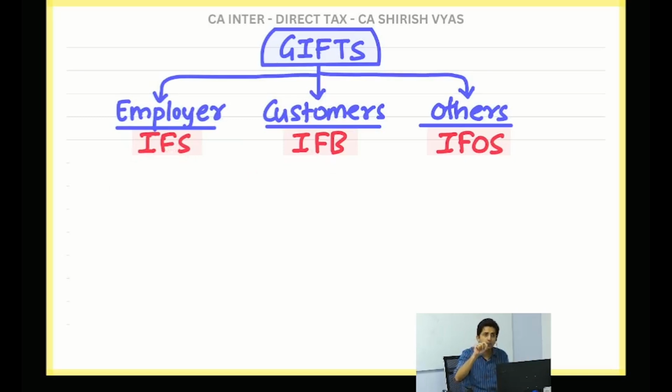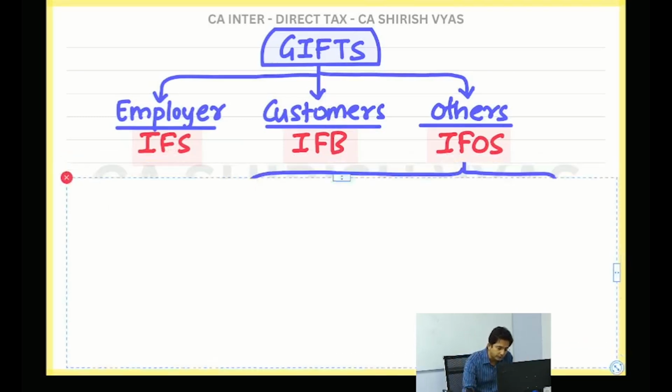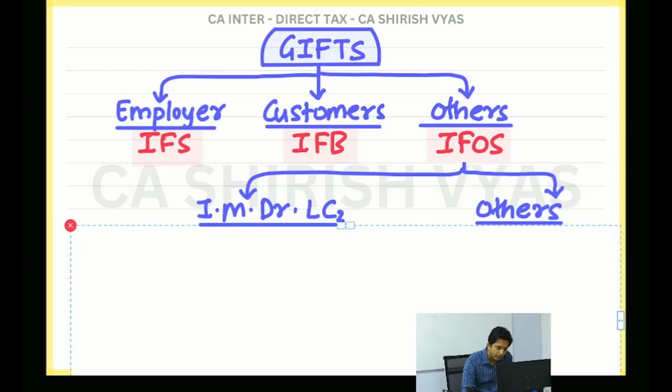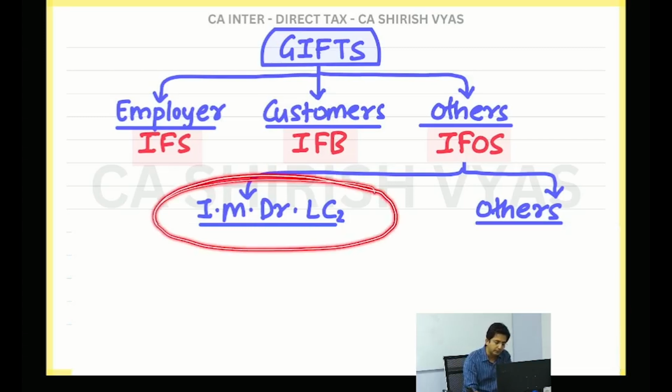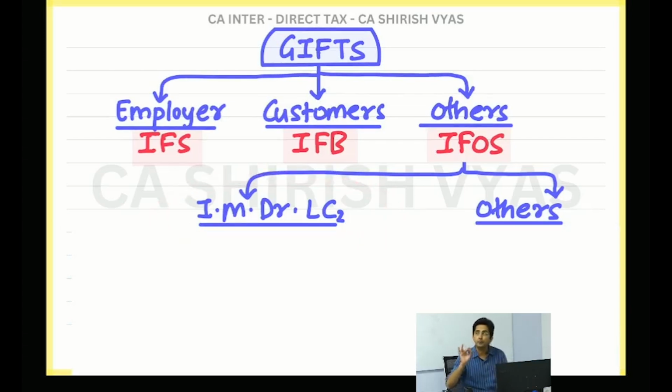But now look here, there is no rule in income from other sources, if you receive gift from I am Dr. LC, this is a short form. If the gift is from I am Dr. LC, what did I say? I am doctor, I am CA.